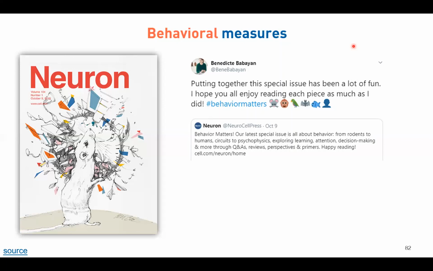This is on Twitter. The official account of Neuron has a claim. They say behavior matters. Even though it is a neuroscience journal, they really look at behavior. Behaviors do matter, okay? This is the claim. This special issue is all about behavior, from rodents to humans to neural circuits, to psychophysics, to exploring learning, attention, decision-making, and a lot of thoughts and reviews, perspectives, primers.